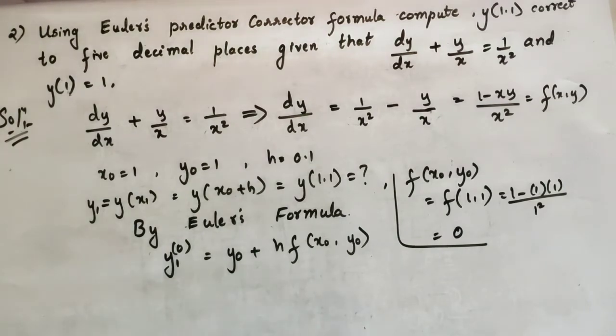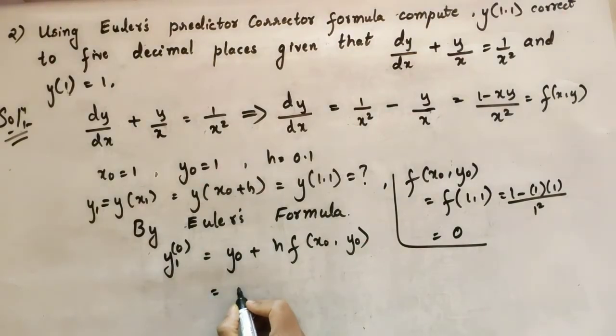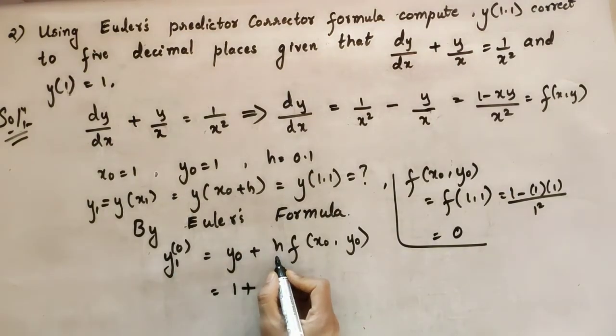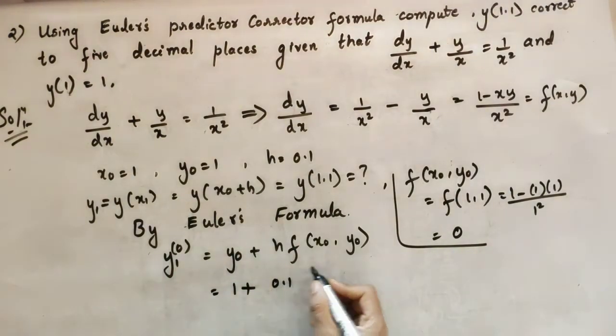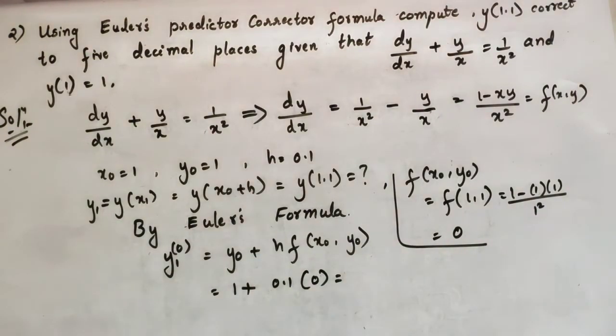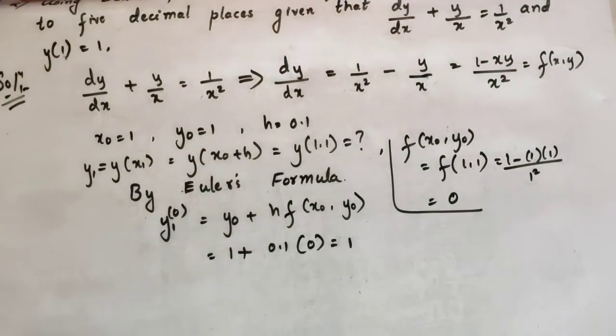So keep it aside, all of you. So it will be what? y0 is 1 plus h value, which is 0.1. f of x0, y0 is already 0. So this gives you the value for y1 initial approximation to be 1. I hope it is clear to all of you.